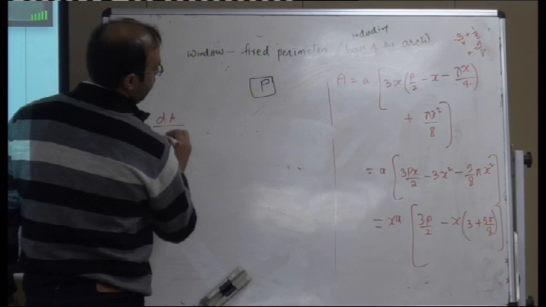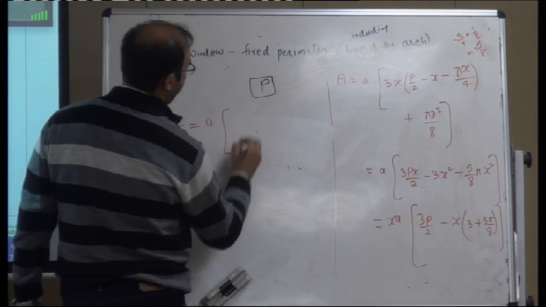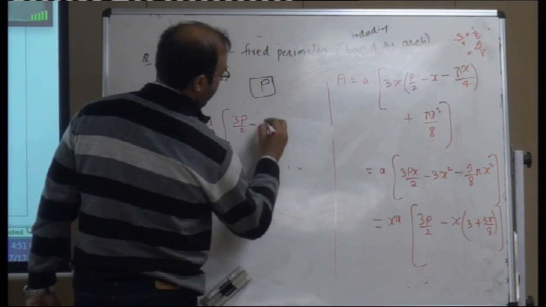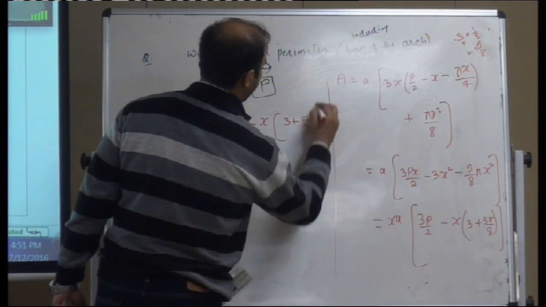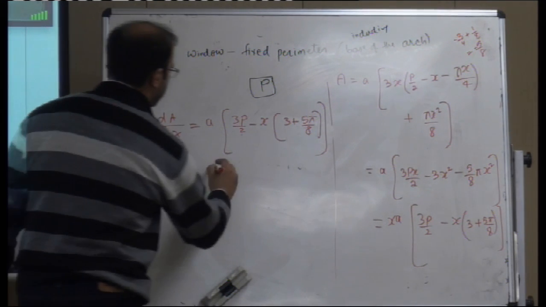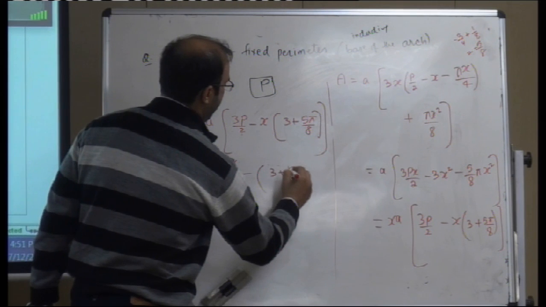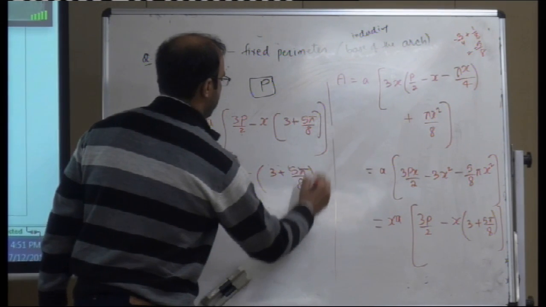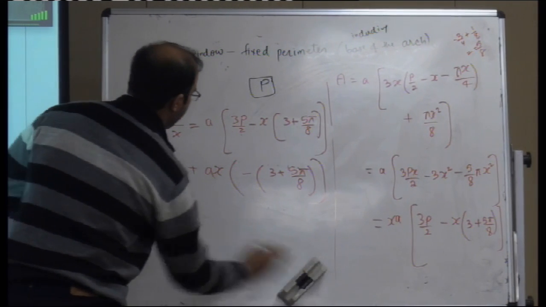So first we differentiate this part, A and x would become 1, 3p by 2 minus x, 3 plus 5 pi by 8. Next what we can do is A into x, and inside one will become minus 3 plus 5 pi by 8. Right. When we equate this to 0, or before equating to 0, we can simplify this as well.